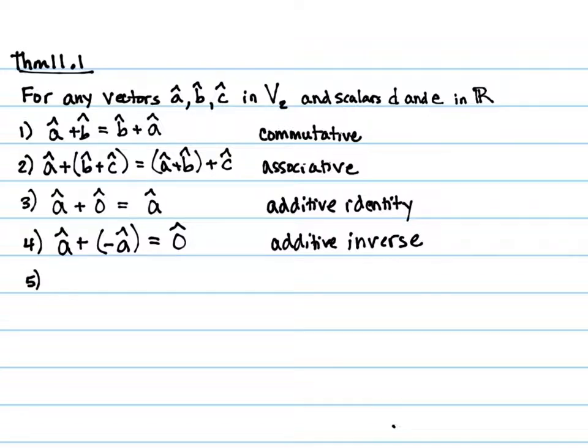Five and 6 are different but related. If I have a scalar multiple D times the sum of vectors A and B, I am able to distribute that D through to each individual vector like so. And of course, even in doing so, I told you that the property is the distributive property.